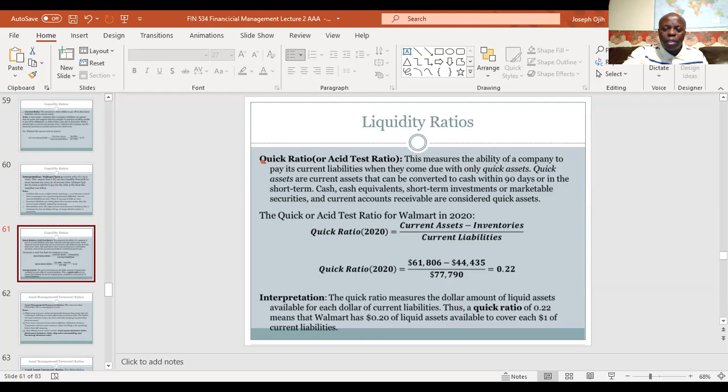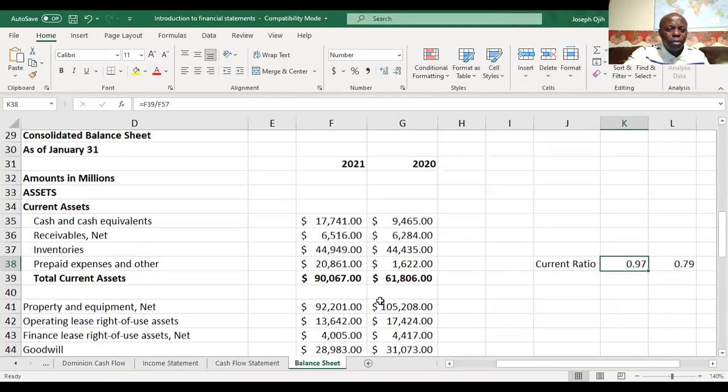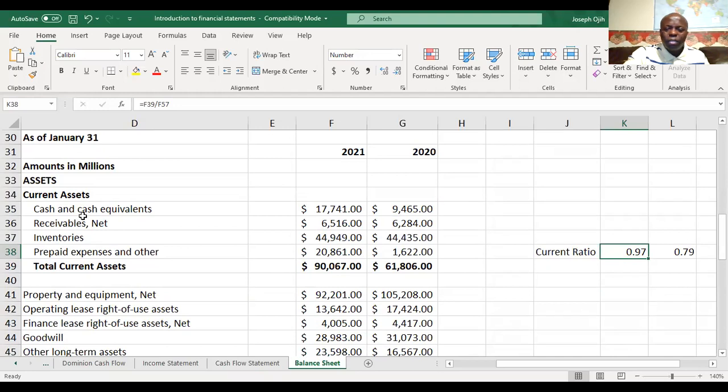So for Walmart, I'm going to show you what the quick assets are. Look at the quick assets. Things like the cash and cash equivalents, receivables, the account receivables. That means they have already sold something. When they sell something to their customer and the customer hasn't paid yet, they will pay the account receivable. Then there are prepaid expenses and others. We don't involve inventory in them.